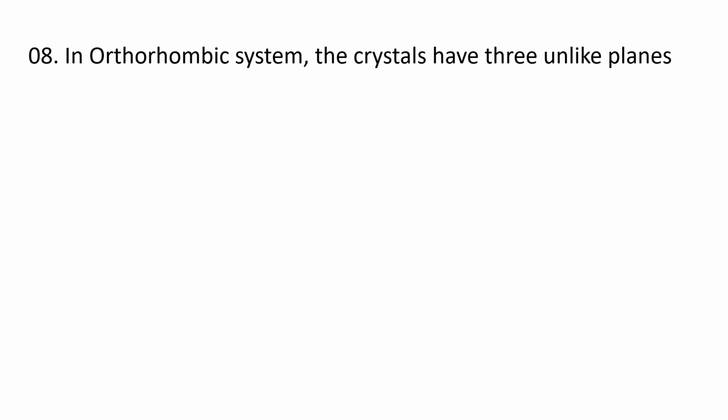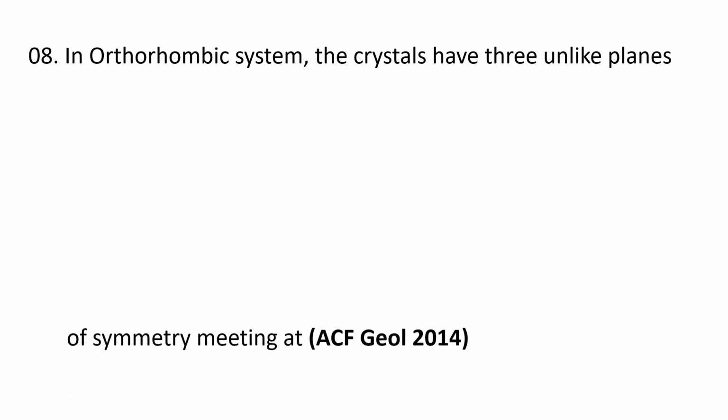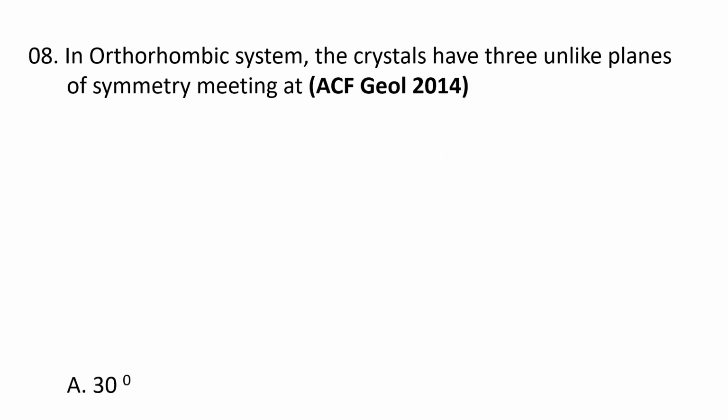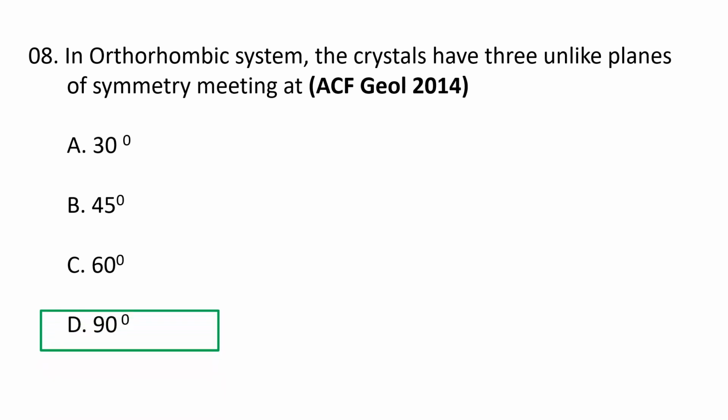Next question. In orthorhombic system, the crystals have 3 unlike planes of symmetry meeting at A. 30 degrees, B. 45 degrees, C. 60 degrees, D. 90 degrees. So in orthorhombic system, the crystals have 3 unlike planes of symmetry which meet at 90 degrees. So D. 90 degrees is the correct option.